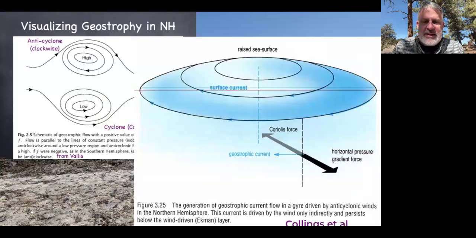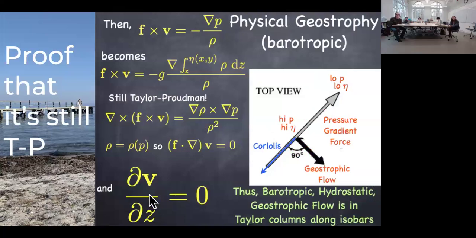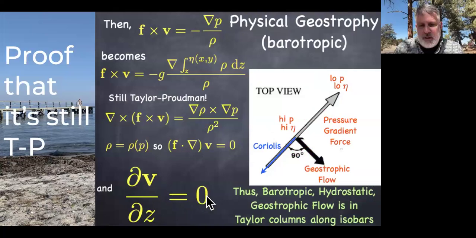So we go back to the Taylor-Proudman theorem. We say dV/dz is 0 if this term vanishes. That term doesn't vanish if the flow is not barotropic. If the flow is baroclinic, which means not barotropic, so density is more interesting than just a function of pressure, this term will be something. And we don't know what that something is, but it means that we could have a velocity that changes in the vertical with depth as soon as we have the density doing something interesting.